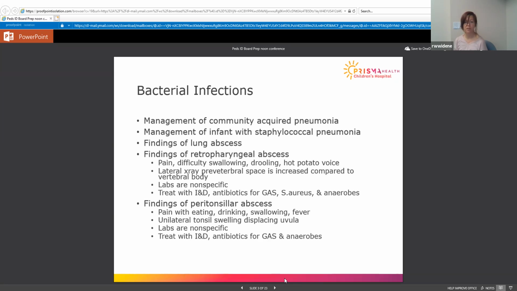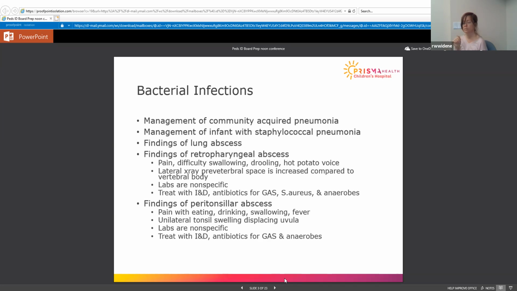Retropharyngeal abscess. This is going to be your pain and difficulty with swallowing, and you're going to be drooling. That's one of your hot potato voices. On your lateral soft tissue neck x-ray, the prevertebral space is going to be larger compared to your adjacent vertebral bodies. Labs aren't really going to be helpful. You want to treat with I&D, and then antibiotics are going to be for group A strep, staph, and anaerobes.